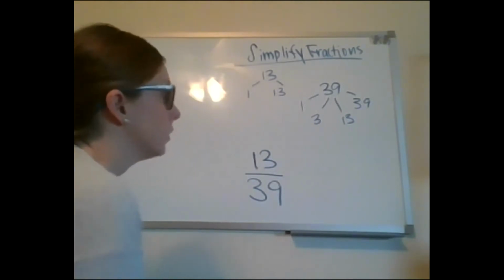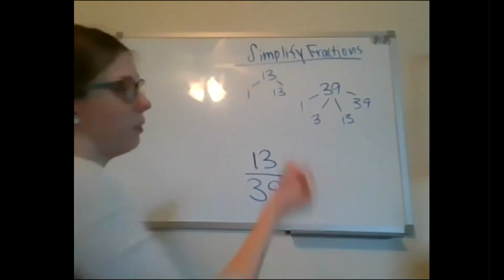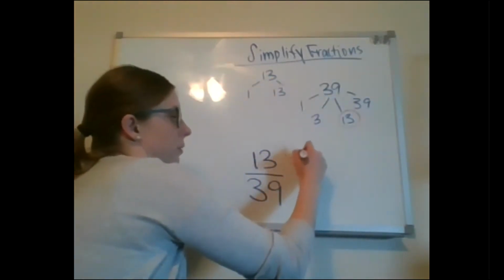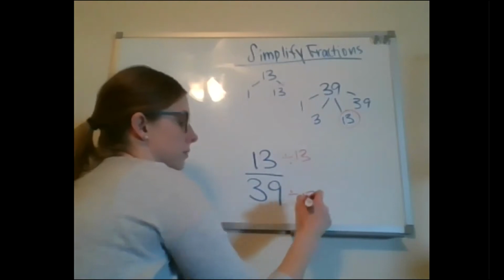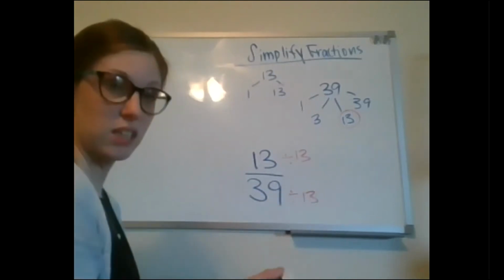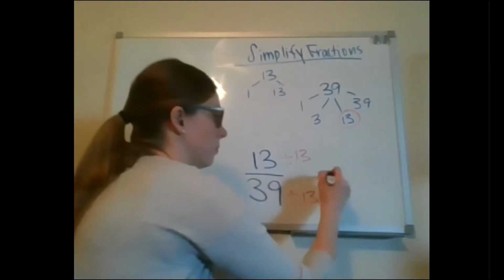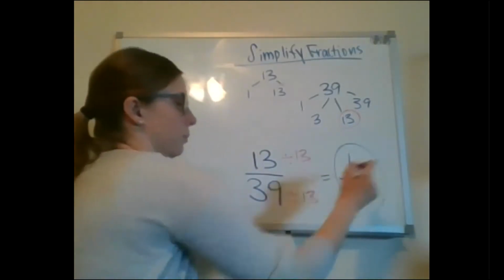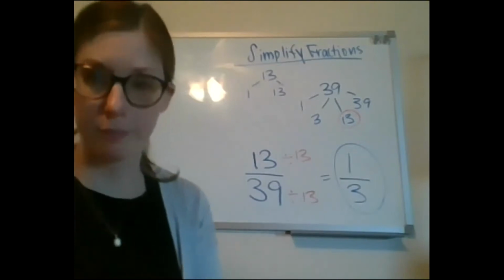So we do this. The biggest number that can go into both of these is 13. So we're going to divide both numbers here by 13. And 13 divided by 13 would be 1. 39 divided by 13 is 3. So our simplified fraction here is 1/3.